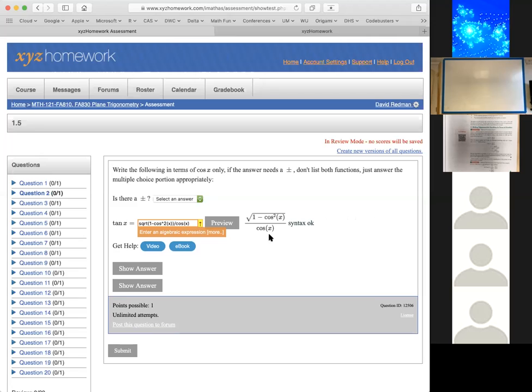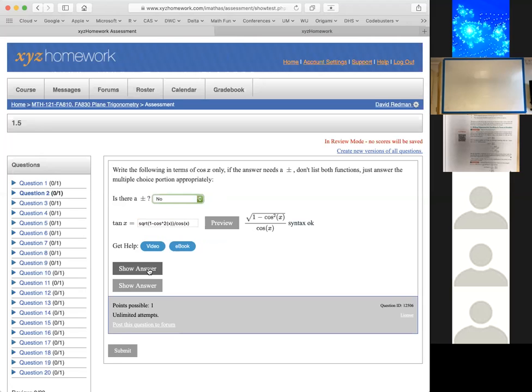So the cosine x is going to be positive or negative. The square root is always going to be positive. When cosine is negative, tangent is negative. When cosine is positive, tangent is positive. This is always positive. So my understanding, I can only try it, is that I don't need to write plus or minus on this. So when the book asks me, is there a plus or minus? I'm going to say no.